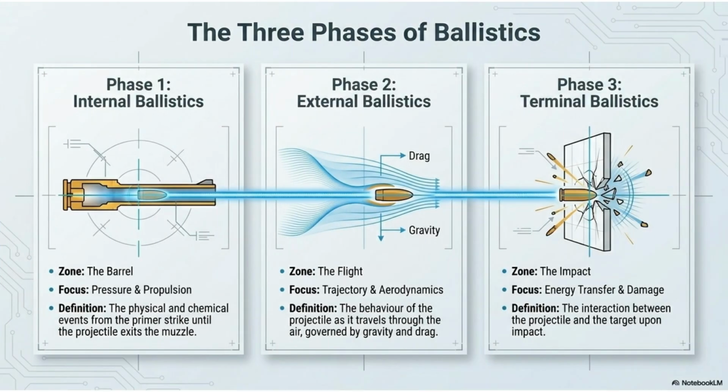Ballistics is divided into 3 phases: internal, external, and terminal. Internal ballistics focuses on events inside the barrel, external ballistics on the projectile's flight, and terminal ballistics on the impact.